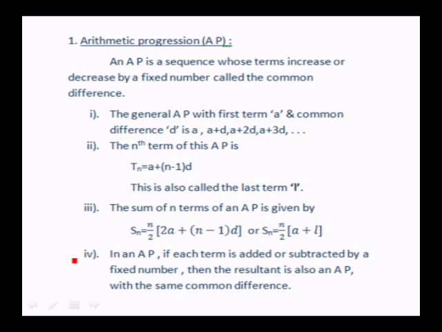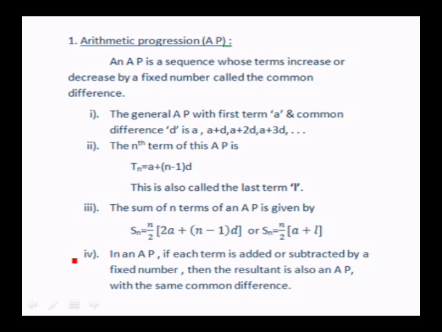The nth term of this AP is Tn equal to A plus n minus 1 into D. This is also denoted by small l. The sum to n terms of an AP is given by, you know this formula, Sn equal to n by 2 into 2A plus n minus 1 into D, or Sn equal to n by 2 into A plus L, because L is A plus n minus 1 into D. You can write Sn as n by 2 into A plus L also.